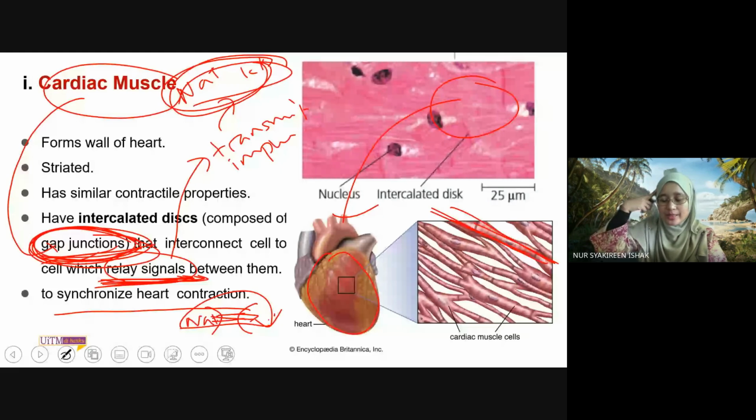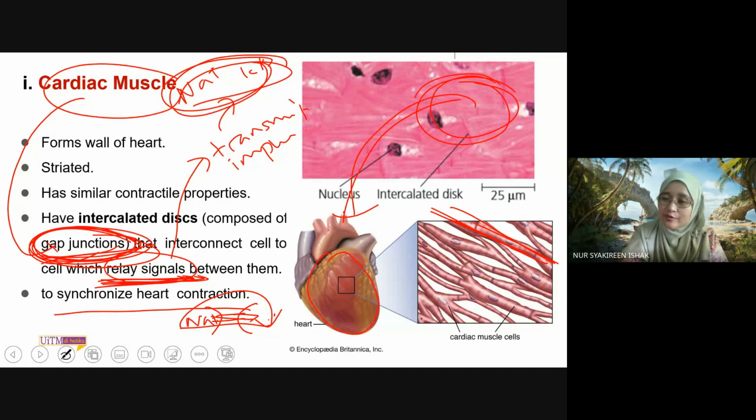So awak fikir apa perlukan satu pergerakan, it is from your brain and then it causes you to be able to move. But the heart contraction, the impulse is generated by the heart muscle itself. It doesn't require instruction from the brain. Okay, it doesn't require the transmission of impulse in the brain to the heart muscle. Tak perlu. Sebab apa? The heart muscle itself is capable of generating the impulse itself.